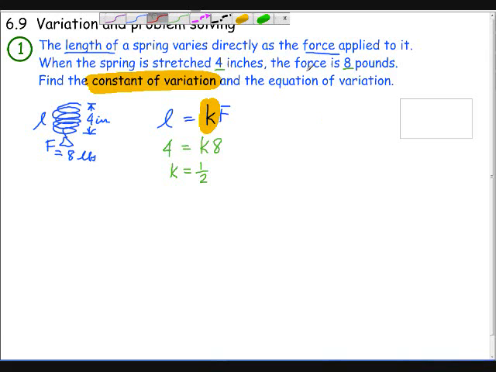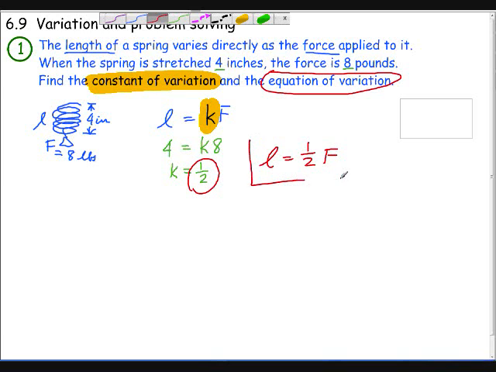I need to find the equation of variation. Now this is the basic equation that's true for this situation. It's L equals my constant of variation times the force. My constant of variation is right here. Now you're done. A lot of students will do these two pieces and quit. Don't quit there. Make sure you write out what the equation is. Otherwise, you will not get full credit.